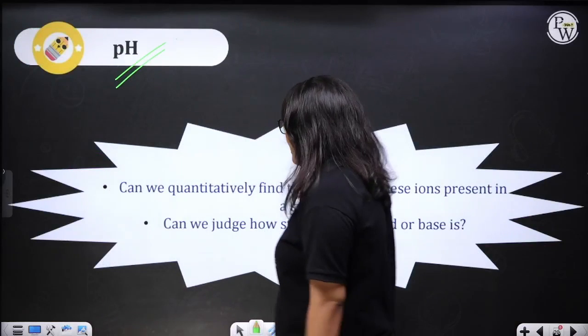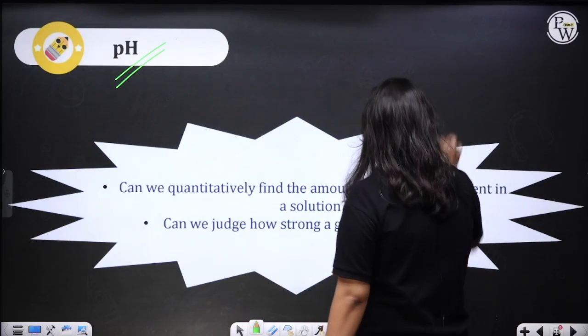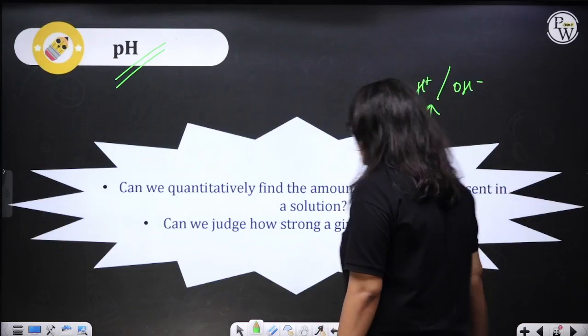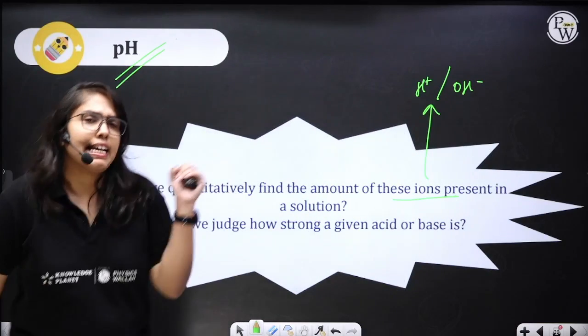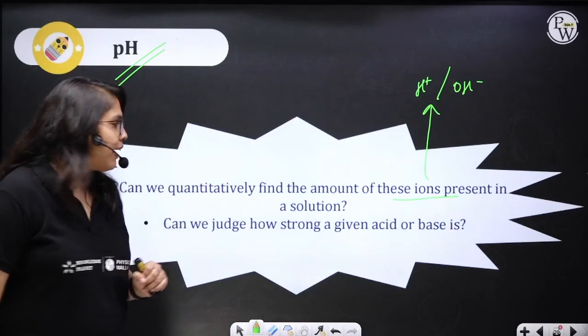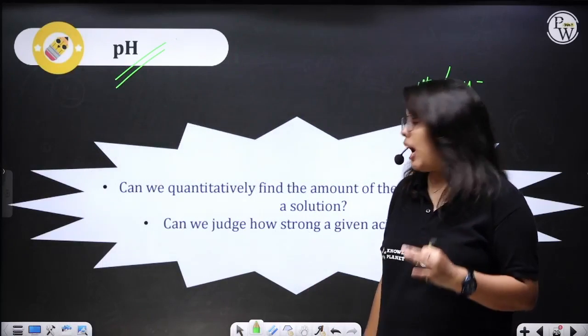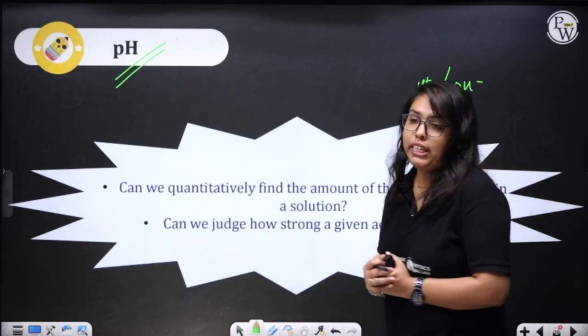What about pH? Can we quantify and find the amount of the ions? What ions? H plus or OH minus ions that are present in a given solution. Can we quantify them? Is there a way by which we can quantify them? And can we judge how strong or weak an acid a given substance is?